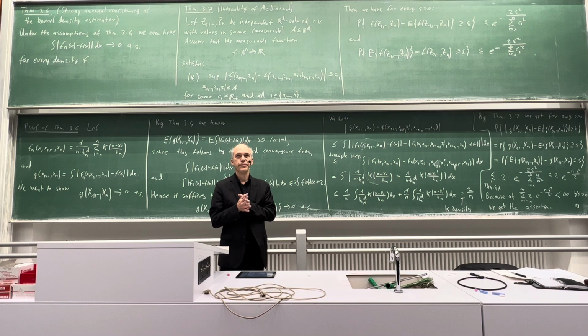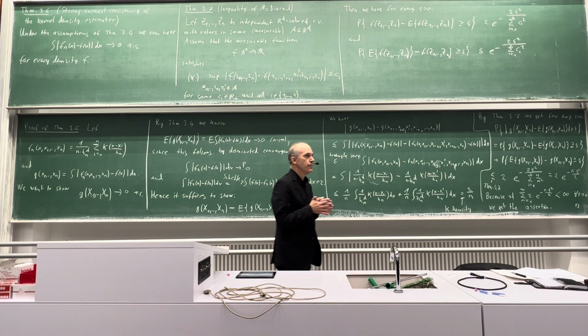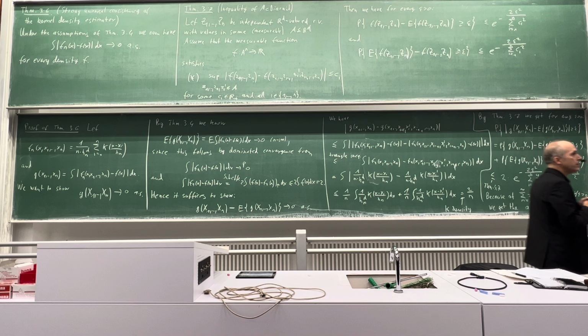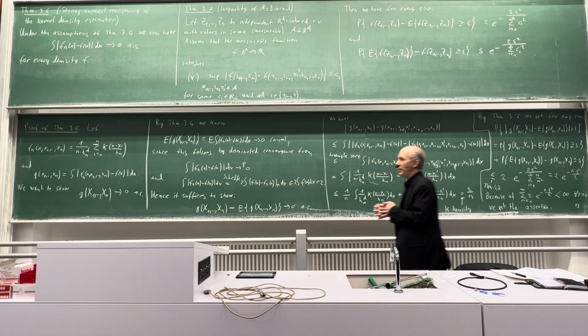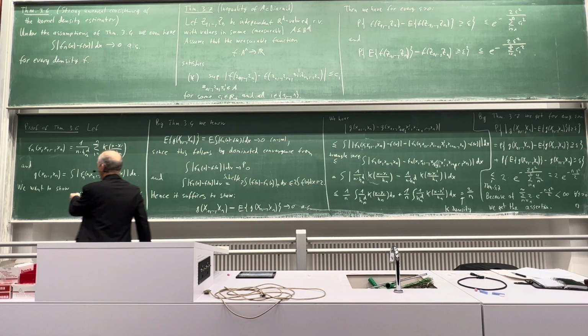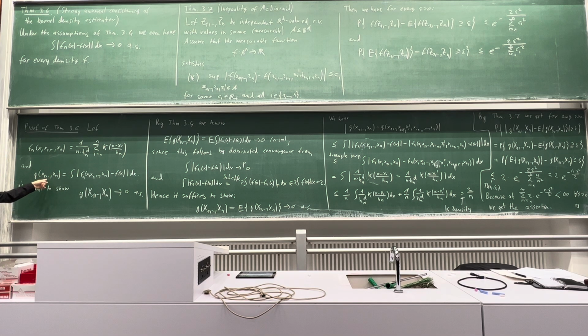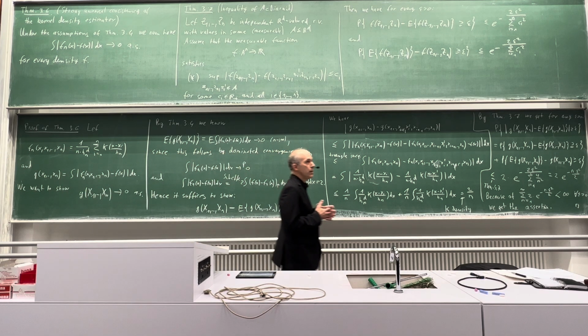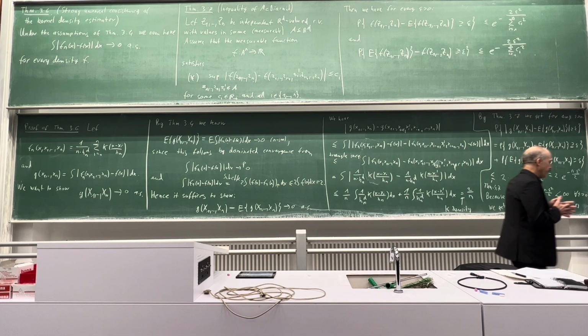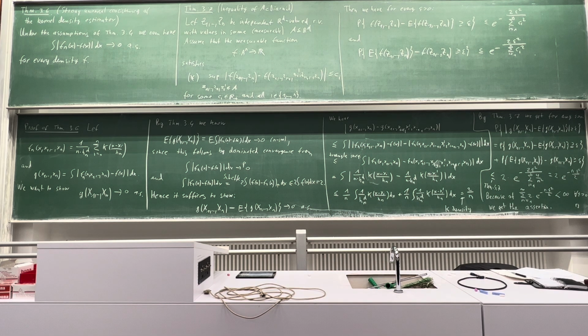Okay, any questions? So you see, a pretty simple proof as soon as you know that you have to apply McDiarmid using this function. As you know that the expected L1 error converges, everything is clear. Questions?